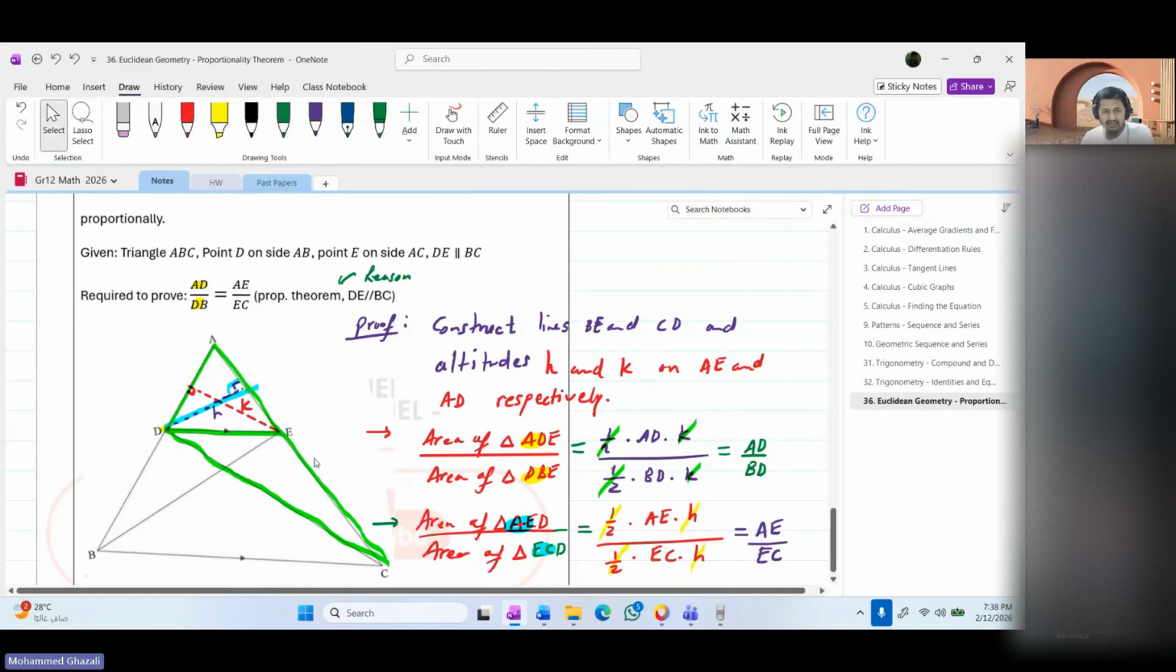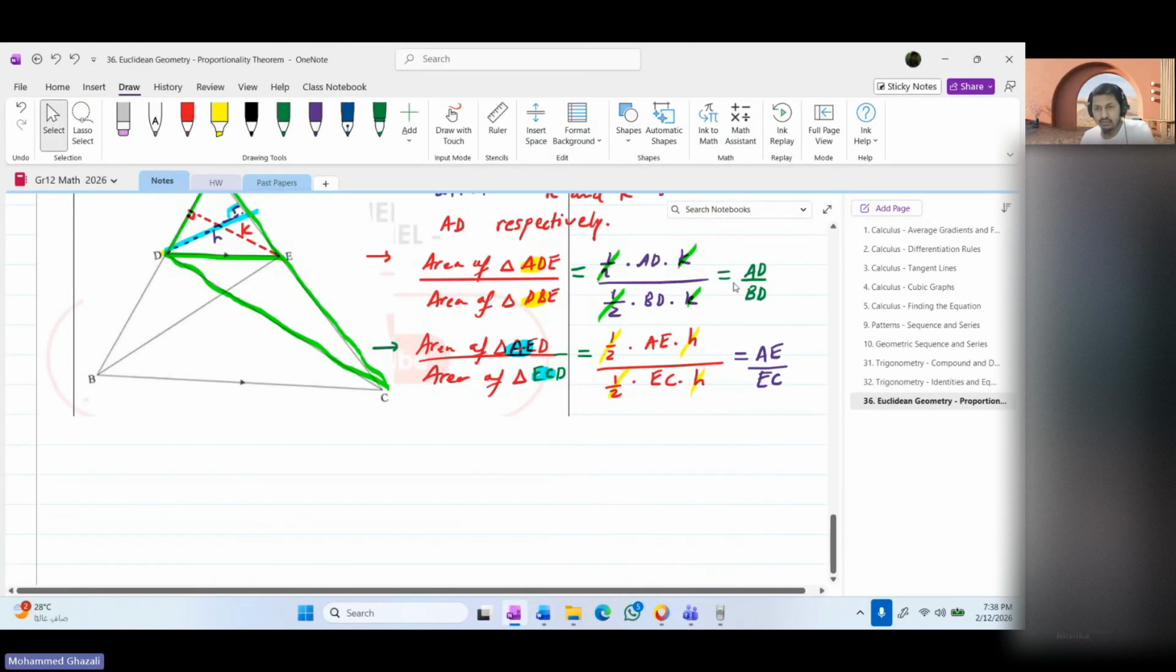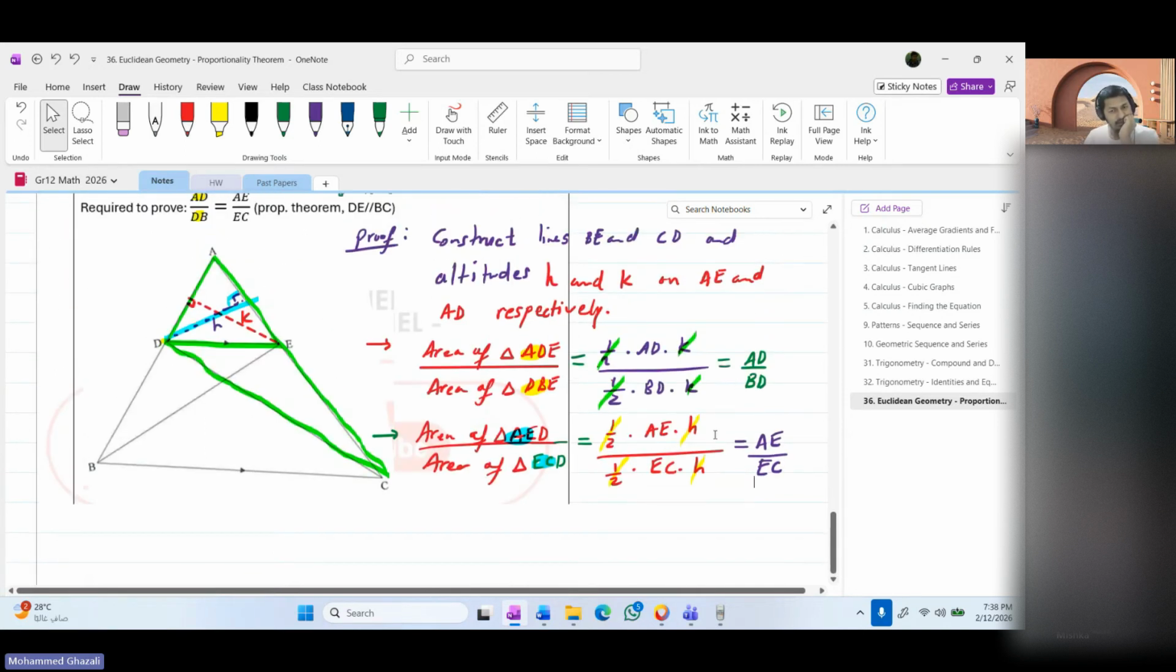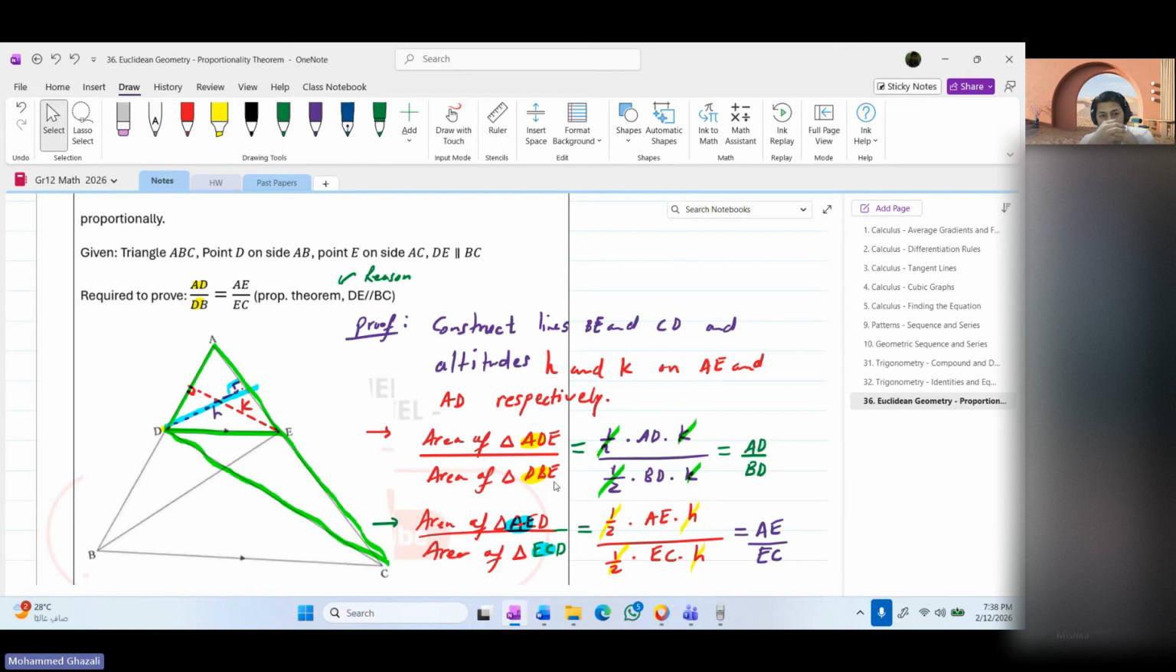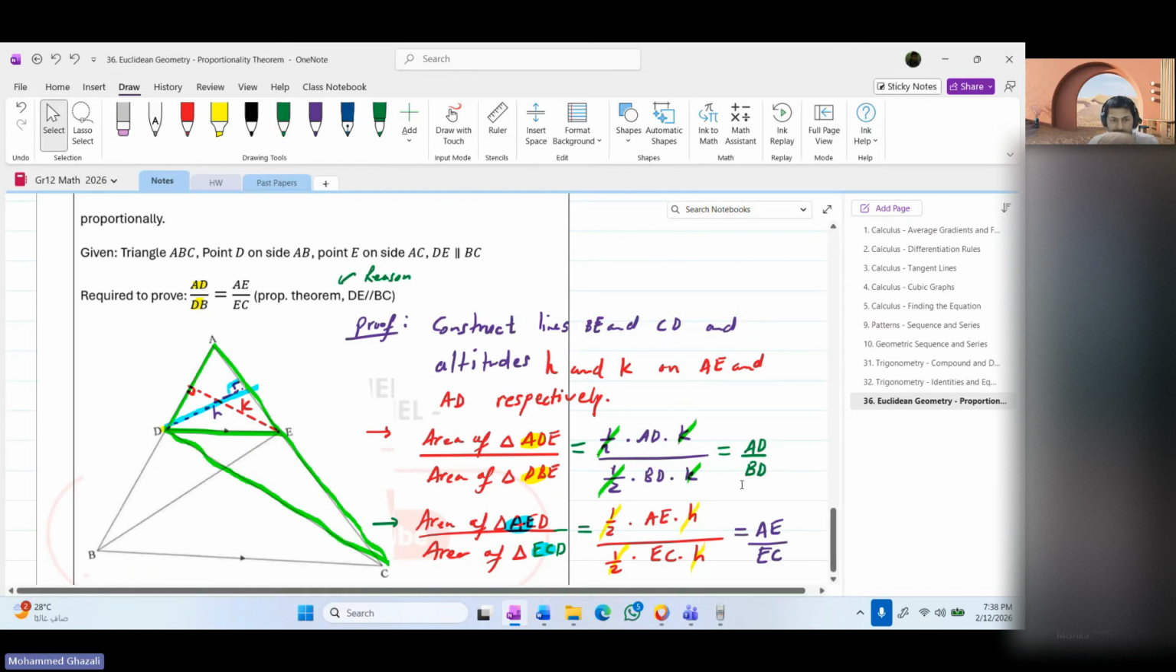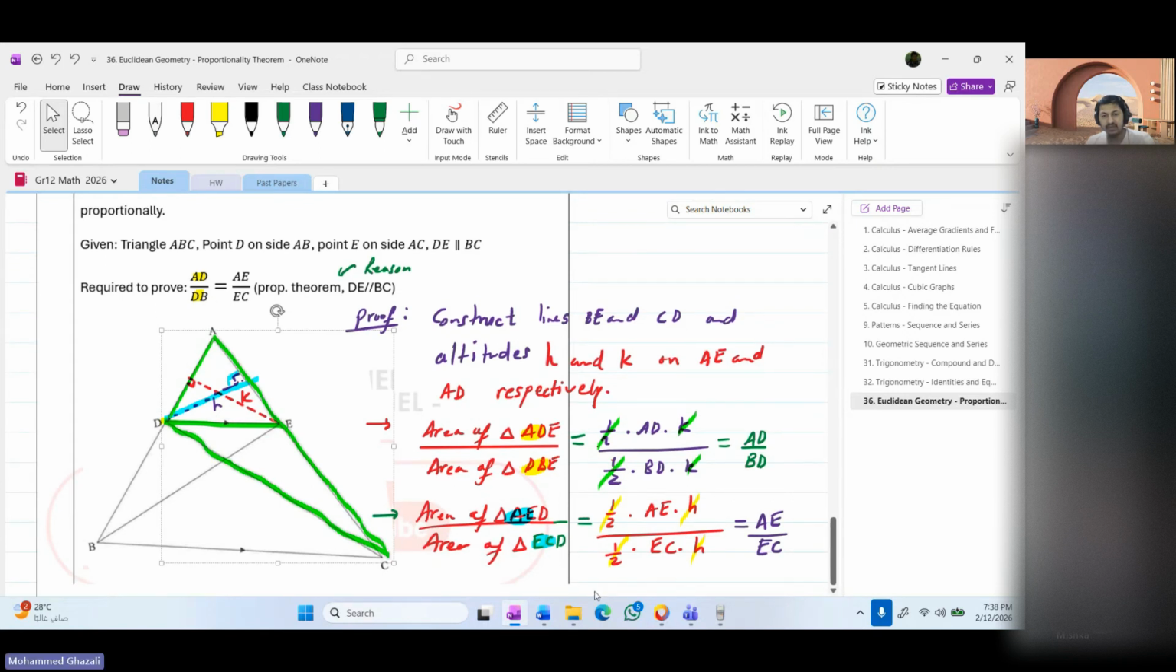Right, now we have a bigger problem because now we need to prove that these two ratios are equal. That's what we want to prove, right? We have done the bulk of the work. Now we want to prove that these two ratios are equal. How are we going to do that? To prove that these two ratios are equal, remember we have a parallel line inside the triangle.